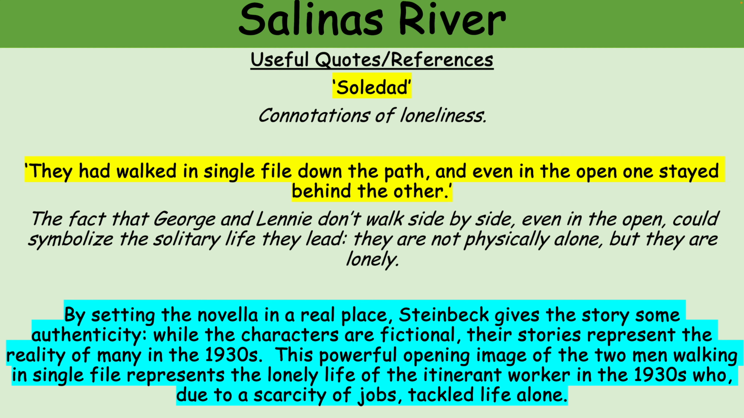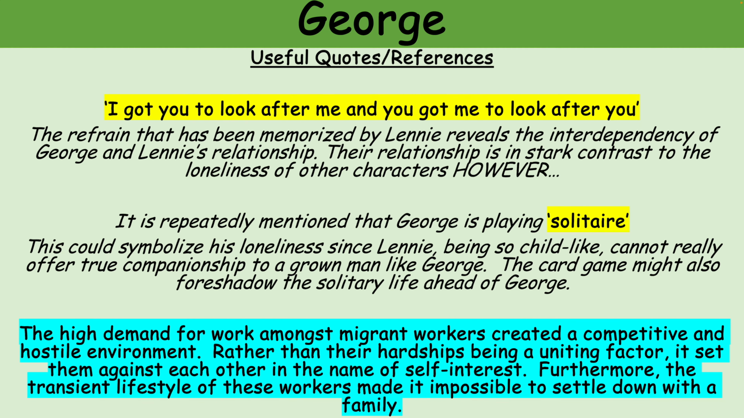And then we have that powerful image of the two men walking in single file, which you could argue really represents the lonely life of the itinerant worker in the 1930s, who, due to a scarcity of jobs because of the high unemployment rates at that time, had to tackle life alone to be able to survive, right? You needed to be able to get up and go anywhere where there was work. And that meant you couldn't establish long-term friendships, meaningful relationships, and you wouldn't be around your family if you had any. So let's look at George.